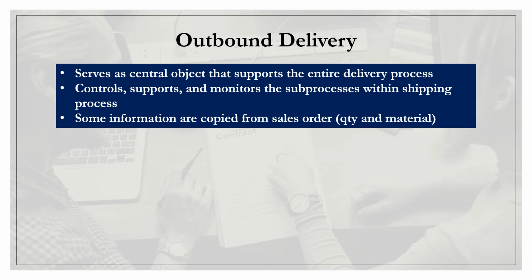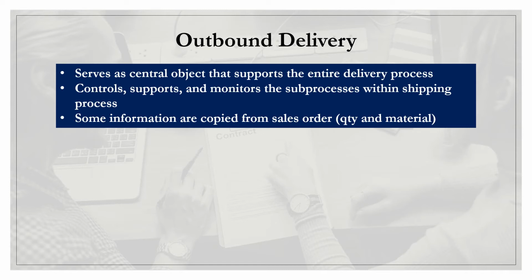The outbound delivery document basically serves as a central object that supports the entire delivery process. When I talk about the delivery process, I'm talking about shipping activities like picking, packing, transportation, and goods issue. It controls, supports, and monitors the sub-processes within the shipping process. Creation of the outbound delivery document is the start of the shipping process within order to cash. There's an entire big order to cash process, but within it, three of those processes are considered the shipping process.